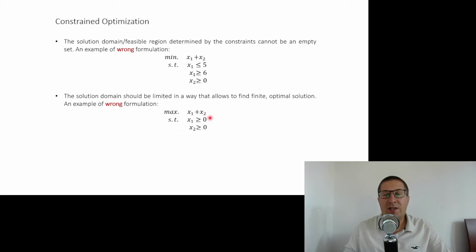And here is another example. In this case, we need to maximize the function x1 plus x2, and we have constraints. x1 must be higher than or equal to 0, the same with x2. So the solution is somewhere in infinity. This is also a bad formulation. We have to limit our solution domain, limit our feasible region, in order to find the finite optimal solution.